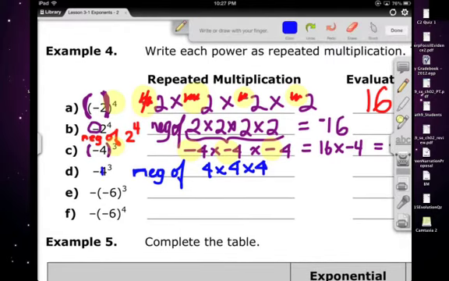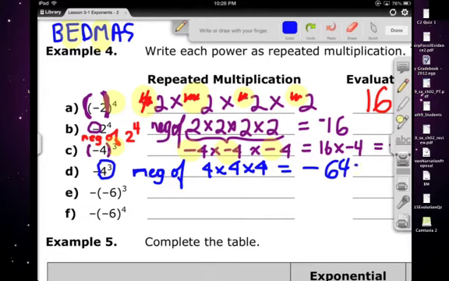Pencil tool, there we go. You have to do this first because that is the exponent part of BEDMAS. So you must do the exponent part, and then the negative of, believe it or not, is multiplication, because the word of means times. Negative times the answer. The answer is negative of 64, leaving us with a minus 64 result.